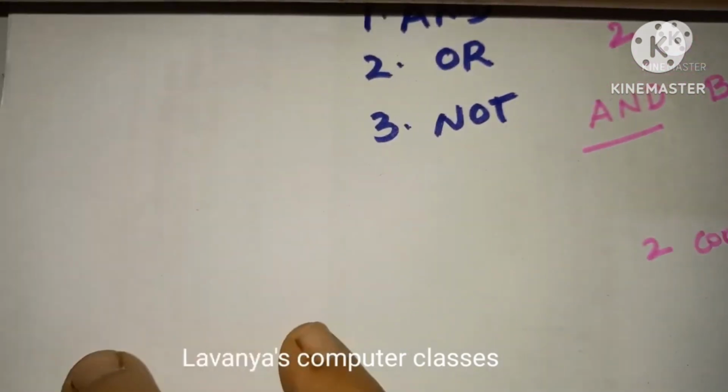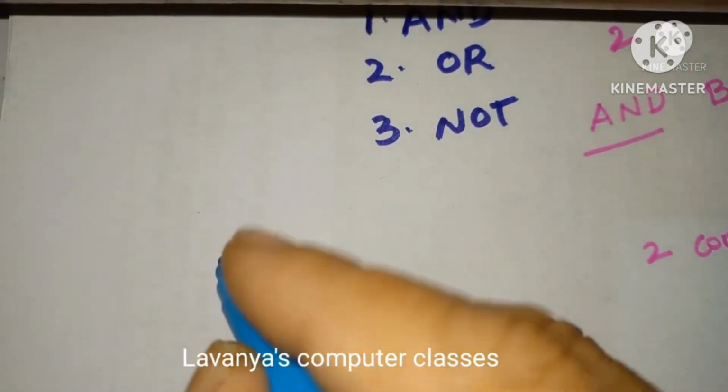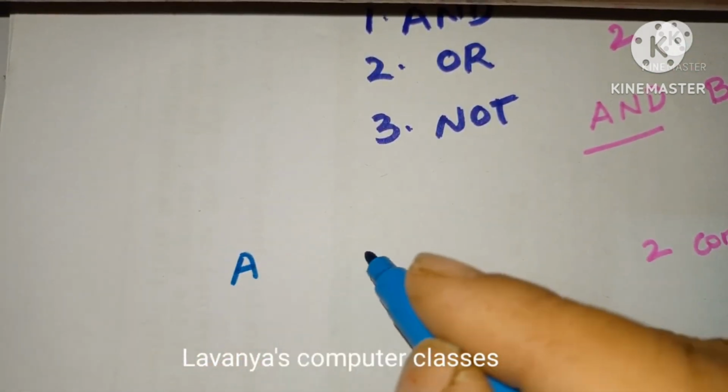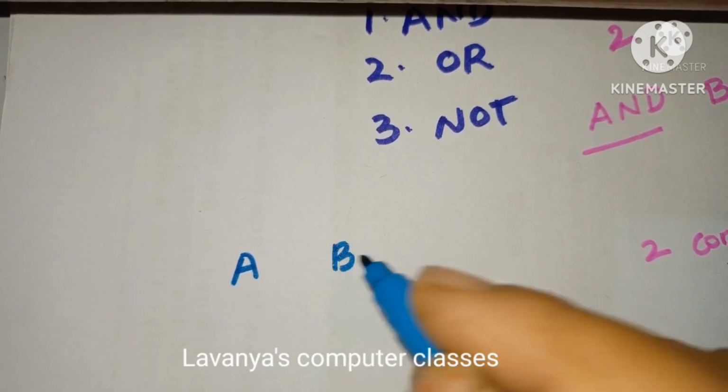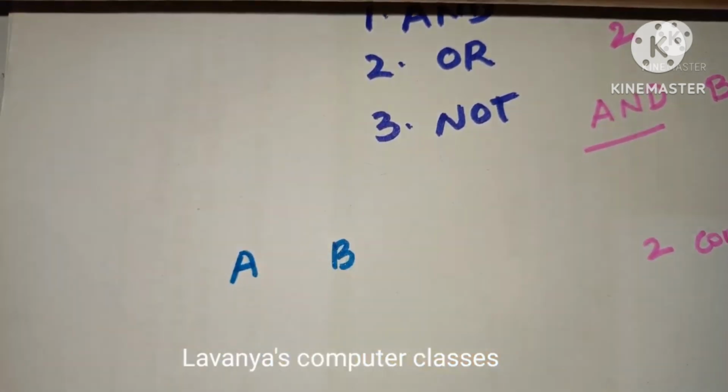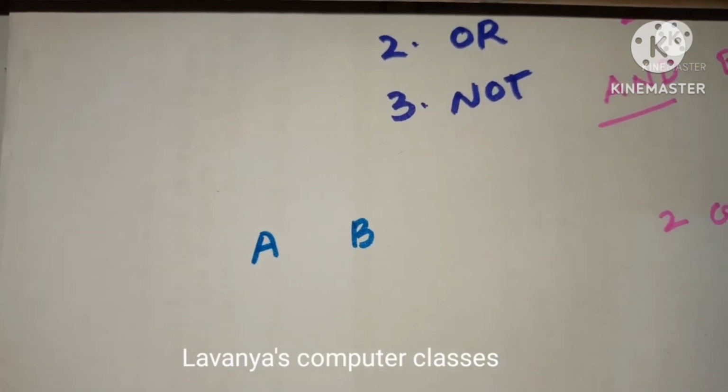What does a truth table mean? Just remember it is a representation with true or false. Here A means any condition. We don't know what that condition is, that's why we are taking A and B. A is the first condition, B is another condition.